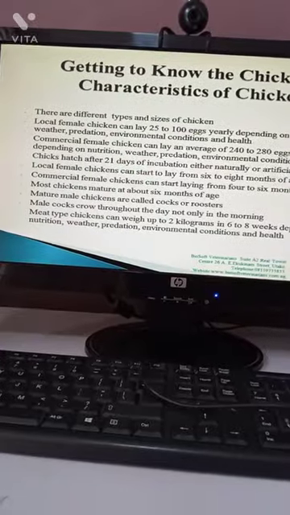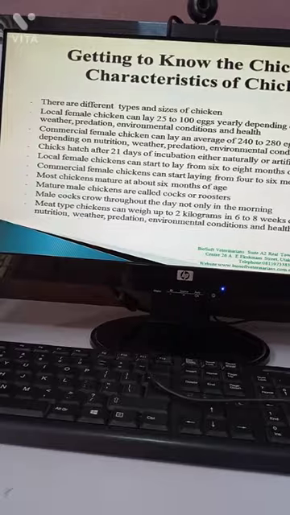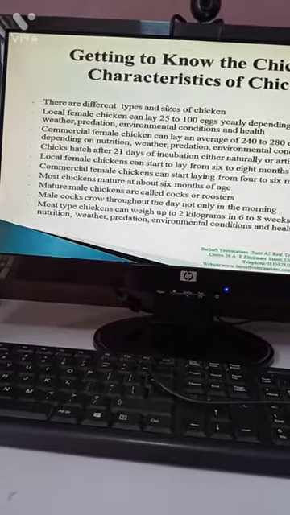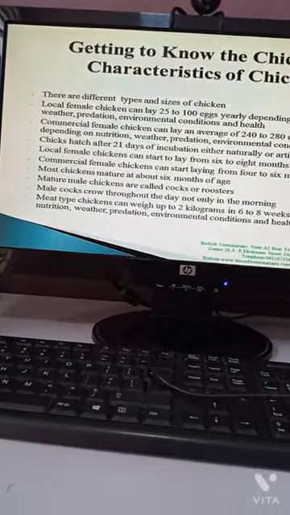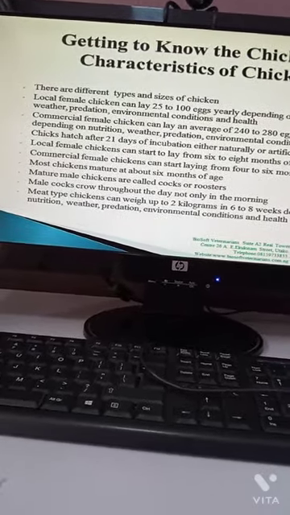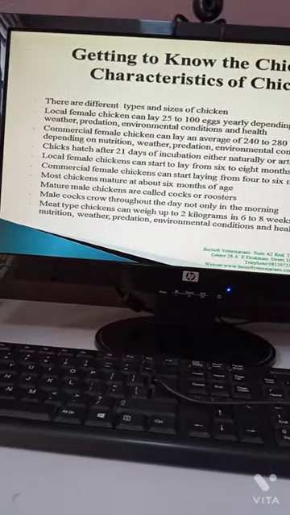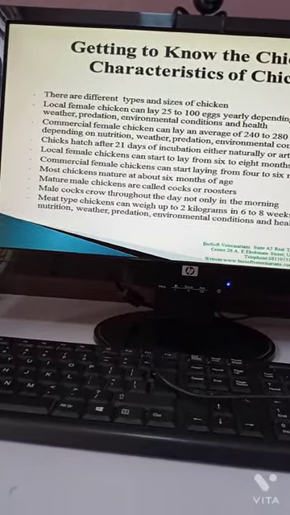Now look, local female chickens can start to lay from about 6 to 8 months of age, whereas the commercial female chicken can start to lay from 4 to 6 months of age. And most chickens mature at about 6 months of age.